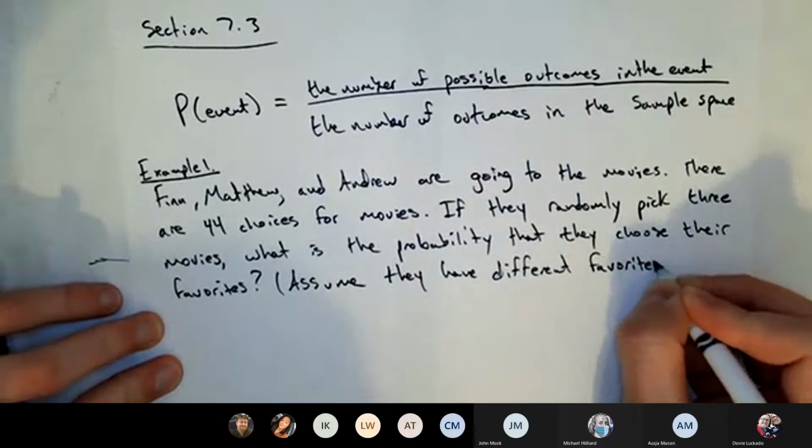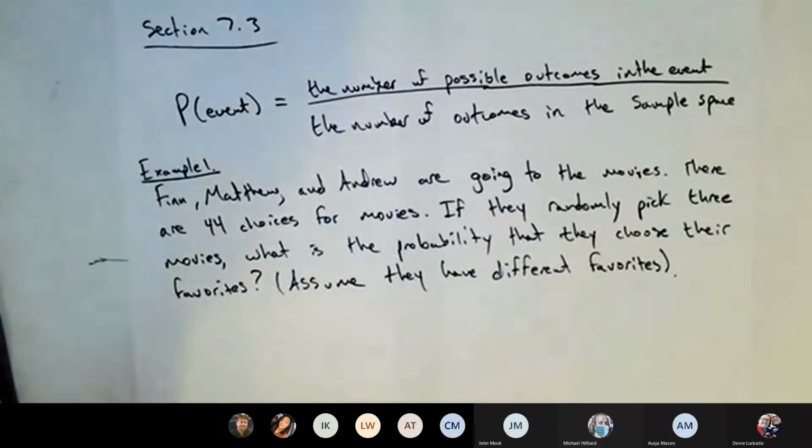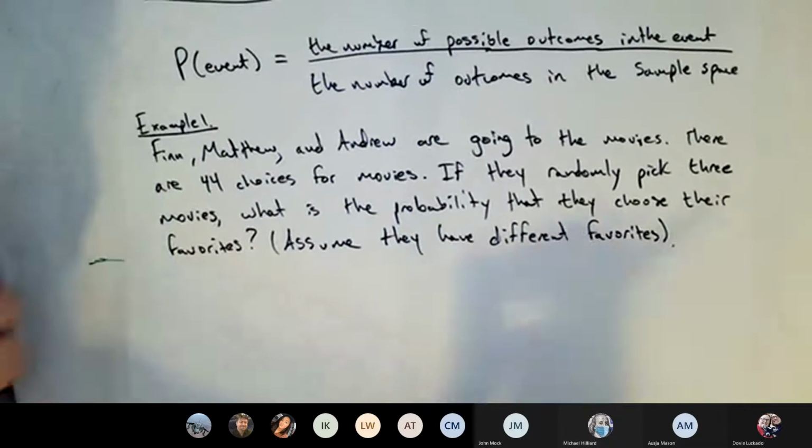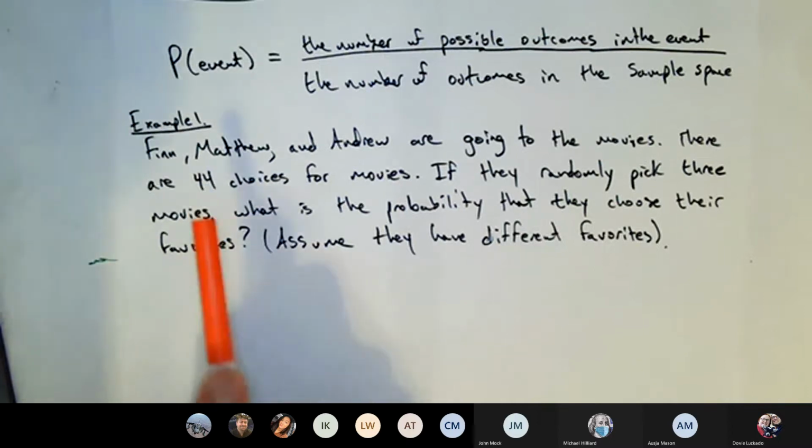All right. And then, of course, the problem says to express your answer as a fraction in lowest terms or a decimal rounded to the nearest millionth. So if we're going to use the calculator, instead of simplifying the fraction, then we'll want to make sure we know how to round to the nearest millionth, right? All right. So the first thing to do is to find the number of outcomes in the sample space, and that's going to have to do with the numbers 44 and 3.